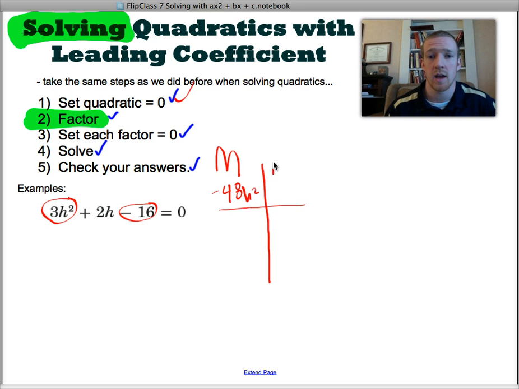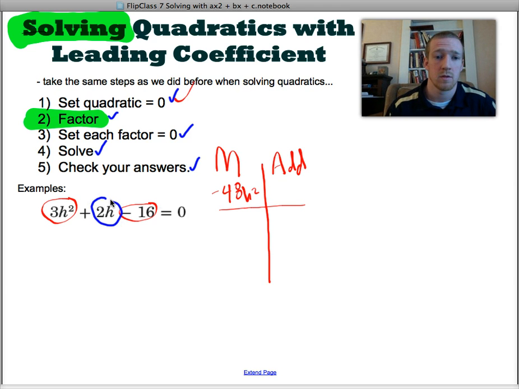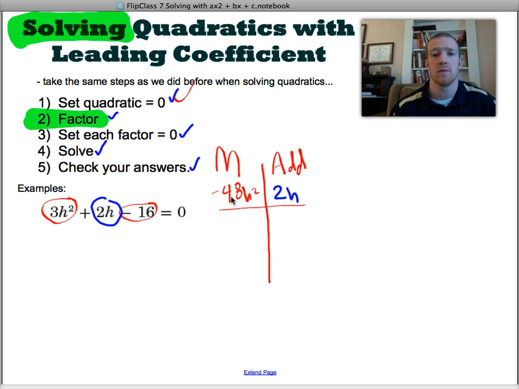And then they need to add to 2h. So let's see, what numbers will multiply to a negative 48 and add to a 2? We have to have a positive and a negative, so they multiply to give us a negative. And then the bigger one has to be positive, so that when we add them, we get a positive result.